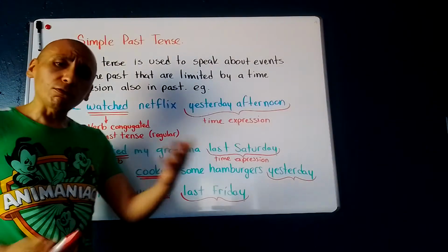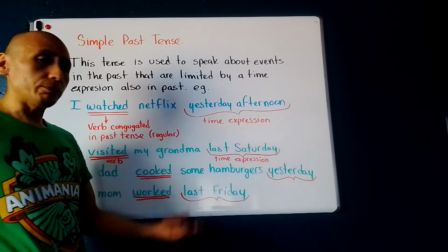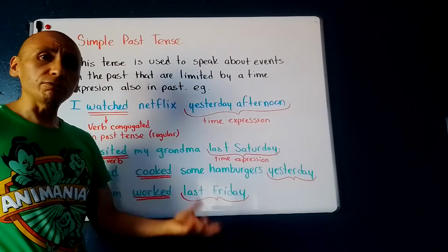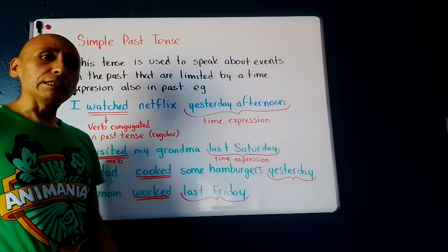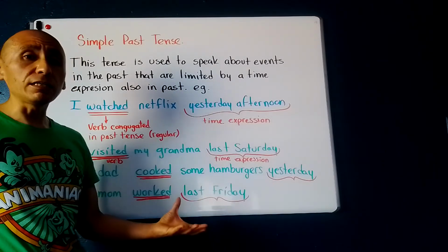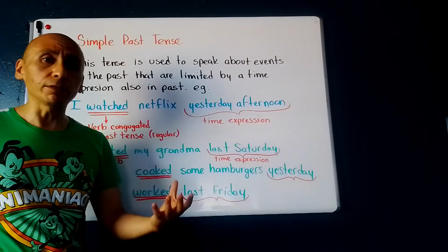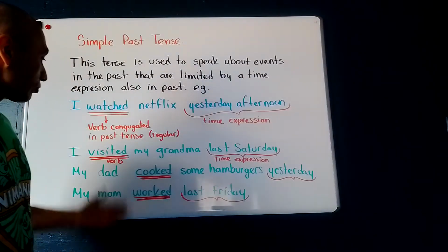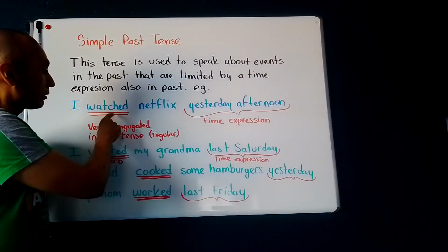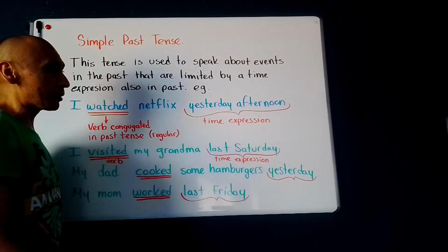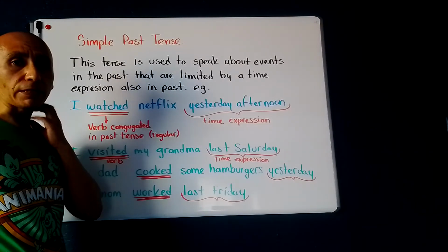Okay? So in that form, we're going to be able to make the composition of different sentences. Okay? So I hope that this is clear enough just for you to develop the homework. Alright? So just remember, there are going to be two important parts here: the verb and the time expression, both of them making reference to the past.